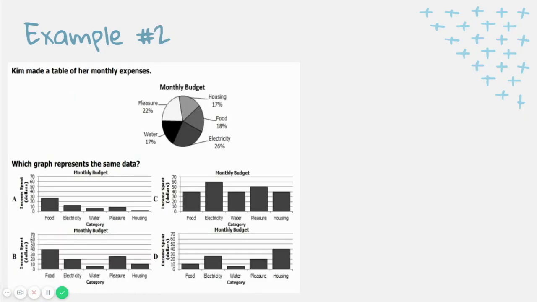Example number 2. Kim made a table of her monthly expenses. We have a circle graph here that is labeling her monthly budget. The question is stating which graph represents the same data. So we're comparing a circle graph to a bar graph.